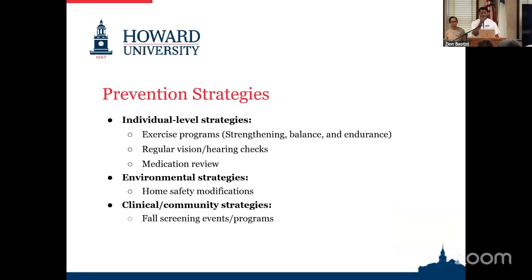But one thing that we do want to emphasize is that falls are preventable. So let's talk about some things that we can do to prevent falls. As we know, aging brings a natural loss of muscle mass, a decline in vision, and fatigue. And while we cannot delay the aging process, we can protect ourselves by staying prepared.